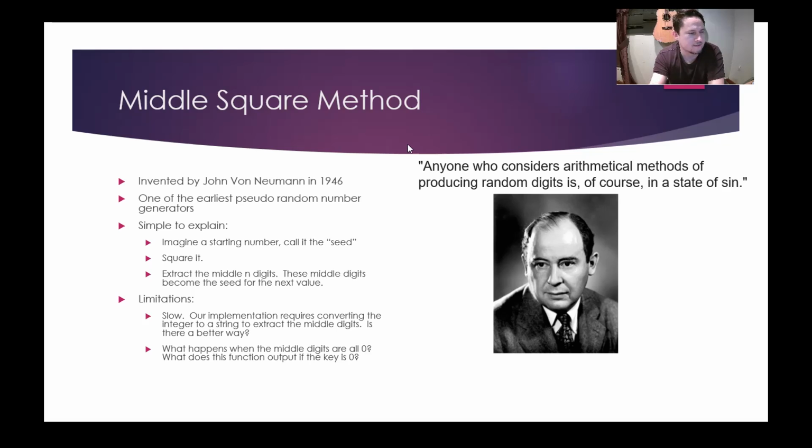So one of the earliest pseudo-random number methods or formulas was the middle square method, invented by John von Neumann in 1946. He's famously quoted for saying, "Anyone who considers arithmetical methods of producing random digits is of course in a state of sin." The way I interpret that is he's mocking a little bit the fact that we're trying to yield random results from a system that is inherently deterministic.